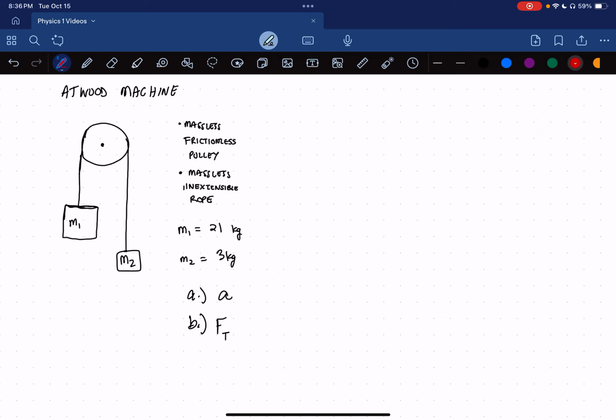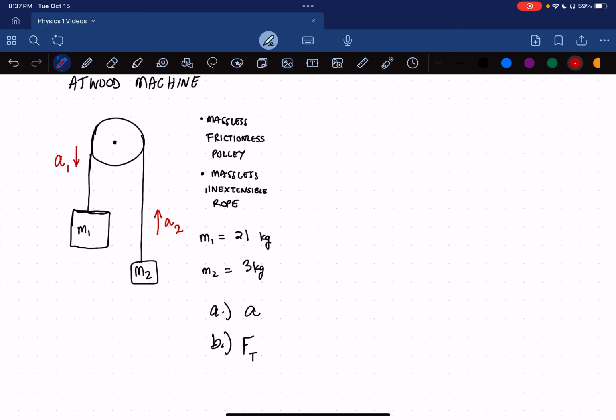Mass 1 has more mass, 21 kilograms versus 3. So it will accelerate in this direction. This mass will accelerate in this direction. Now, we can call that A1 and we can call this A2. And my question to you is, which one is greater, or are they the same? You can pause it and think about it. When you're ready, the answer is that they're actually the same. So we can actually just call that A.